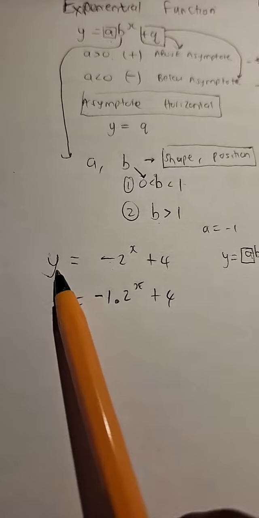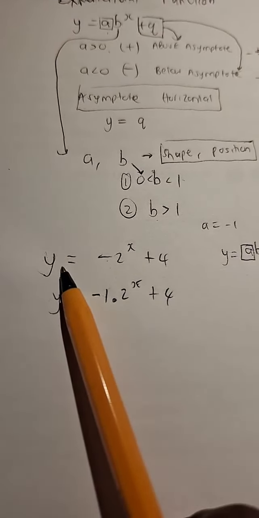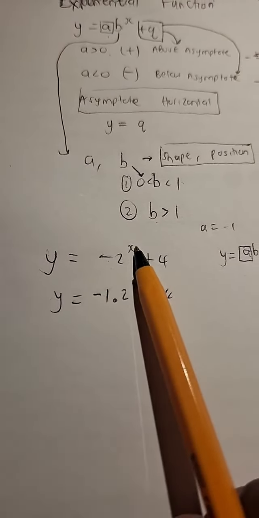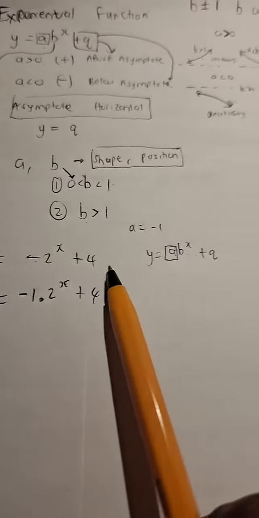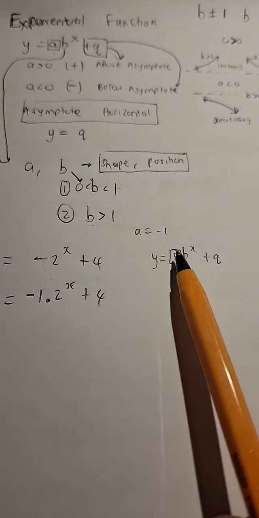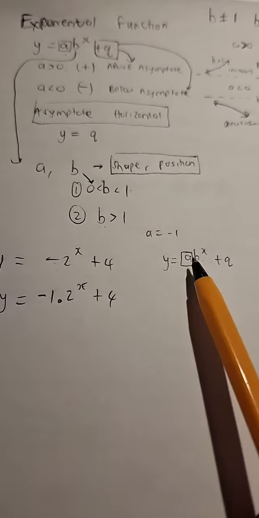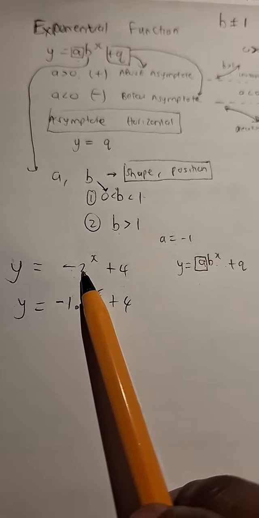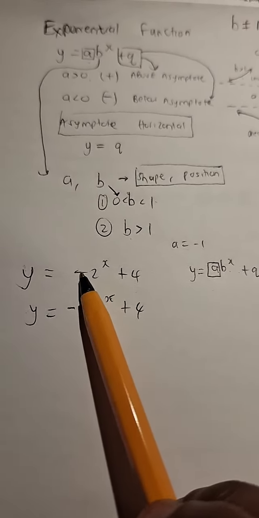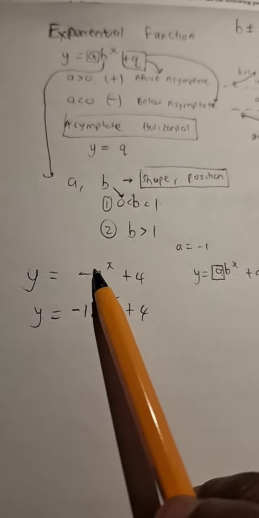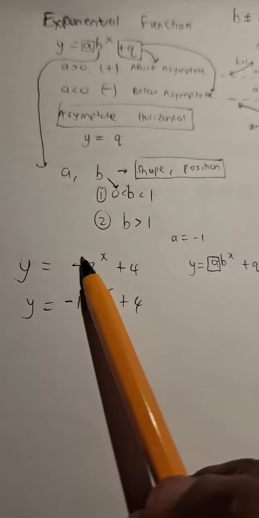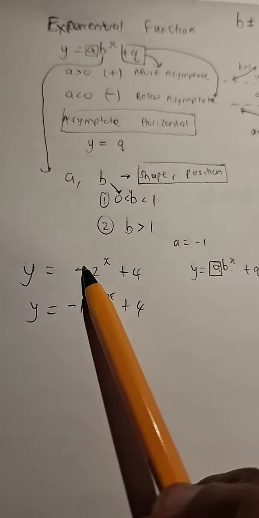Okay. Remember, guys, I was given this function, f of x is equal to negative 2 to the power x plus 4. All I'm doing now is identifying a from the function and b from the function. So I'm saying our a value, though we cannot see it, is negative 1. It has to be that our a value is negative 1.